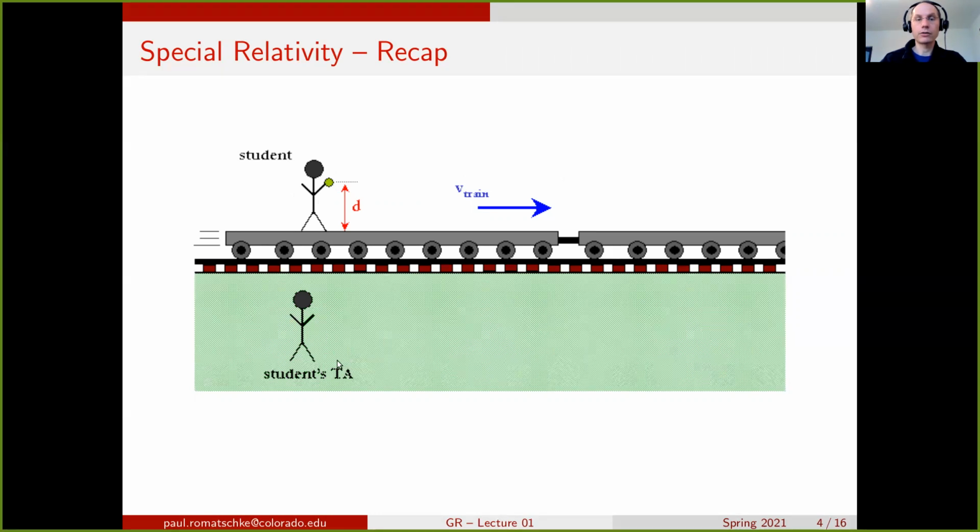Then from the student TA's perspective, the ball's velocity that he sees will be the velocity of the ball that the student is throwing on the train plus the velocity of the train. So basically you get an addition of the velocities, which is the velocity that the student's TA will see. It's a fairly straightforward example. However, there is some interesting twist to the story when we consider special relativity.